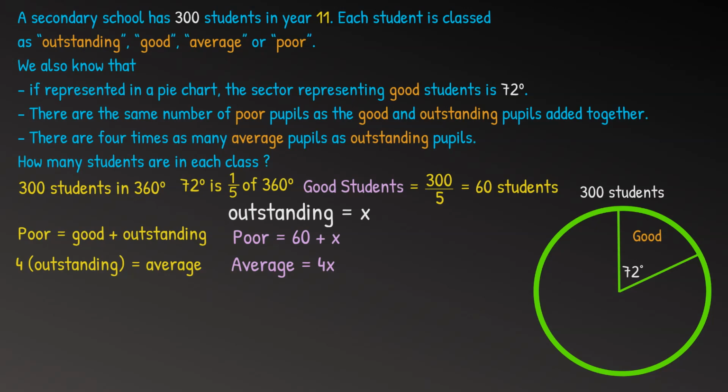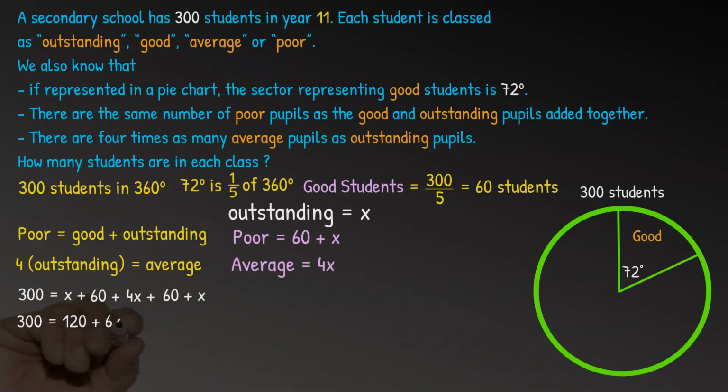Now the number of students in year 11 is 300, and that's equal to the outstanding students, which is x, plus the good students, which is 60, plus the average students, which is 4x, plus the poor students, which is 60 plus x. So if we rearrange that, we get x is equal to 30, and then we can use that value for x to work out how many students are in each class.